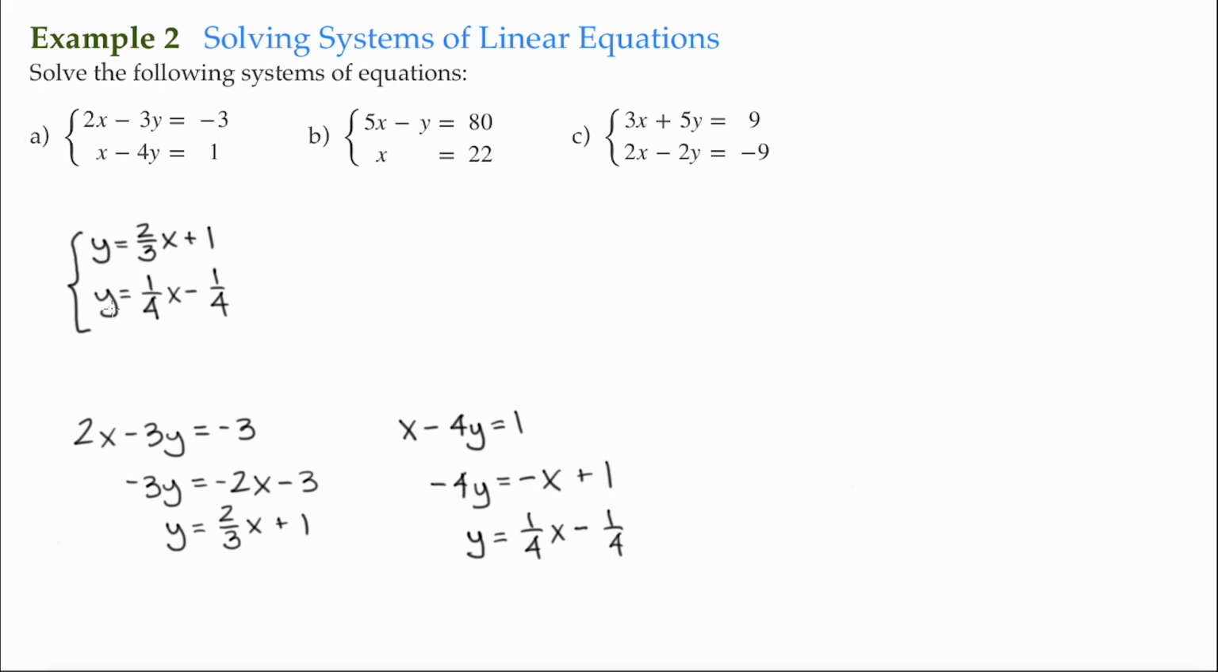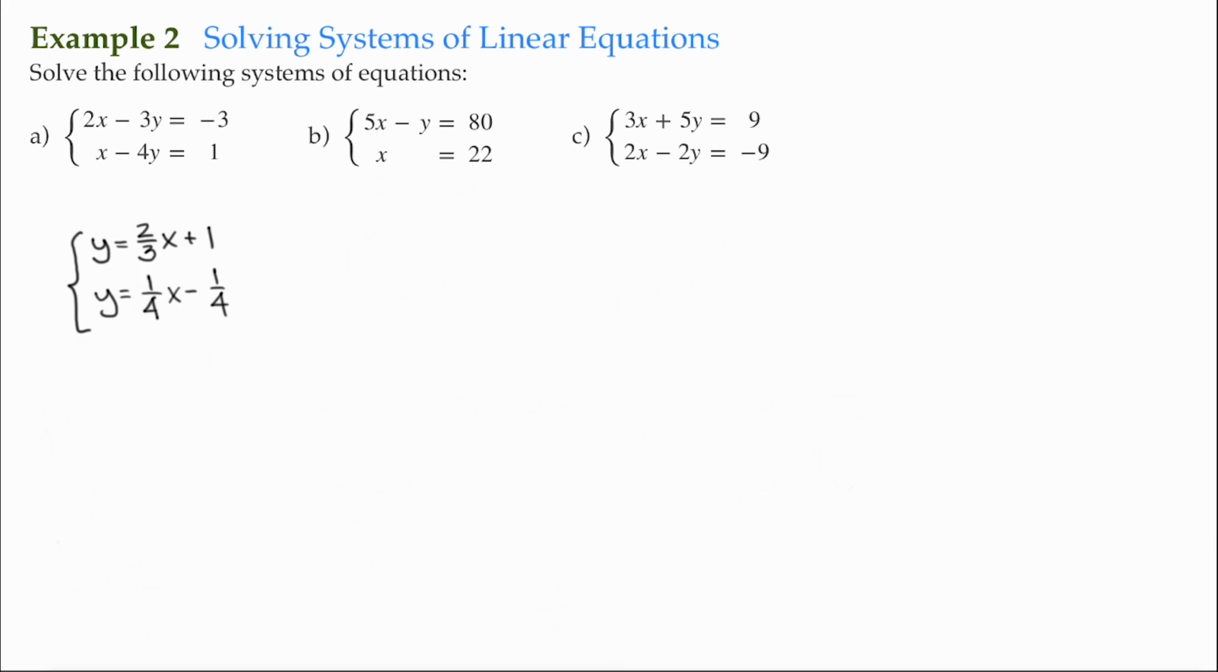And of course, as we did in the last section, in order to be able to solve this, we now make each one of these equations equal to each other and then solve for x. So we'll do that. So here I'll take 2/3 x plus 1, and I'll make that equal to 1/4 x minus 1/4.